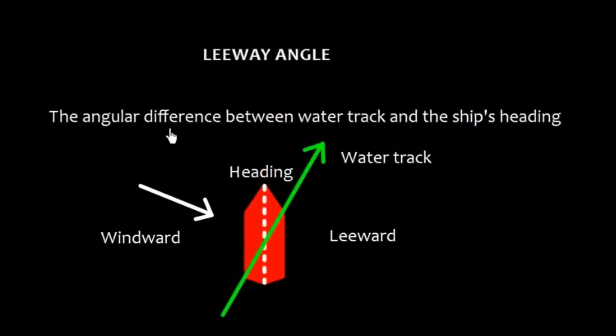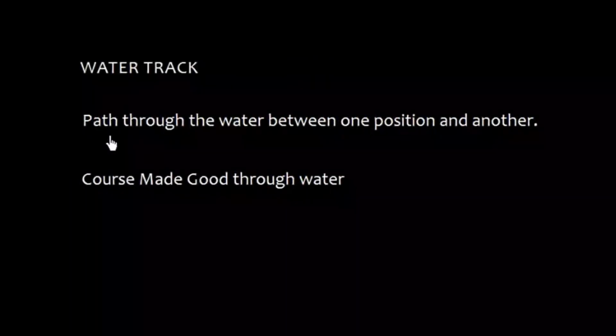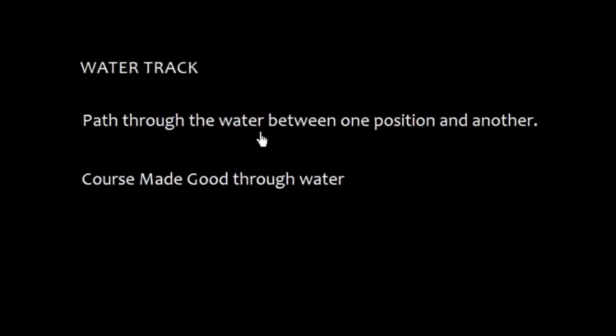Leeway angle. This is the angular difference between a water track and the ship's heading. Suppose this is the vessel and this direction is the heading, and this is the water track. So the angle will be called as a leeway angle. Now, what is water track? Well, this is the path through the water between one position and another. Or simply we can say that this is course made good through water.